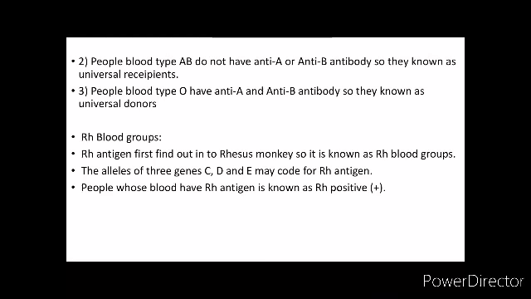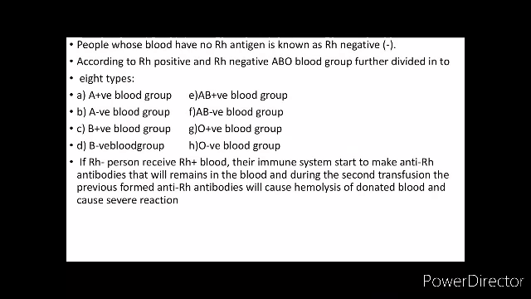universal donors. Now there is one more factor here, that is Rh blood group. Rh antigen was first found in the rhesus monkey, so we call this Rh blood group. The alleles of 3 genes C, D, E code for Rh antigen. People whose blood has Rh antigen, we call them Rh positive, and the people whose blood has no Rh antigen are known as Rh negative.